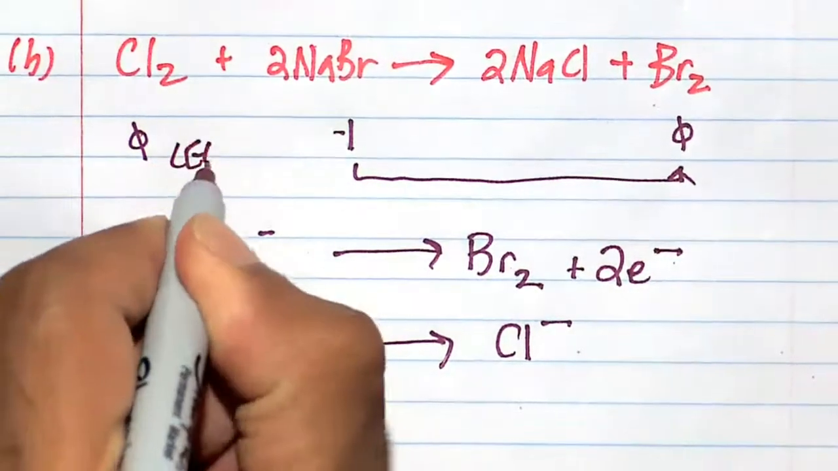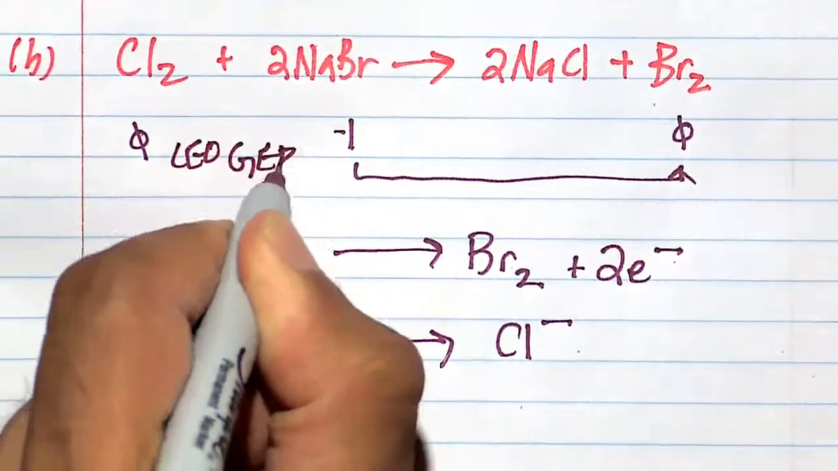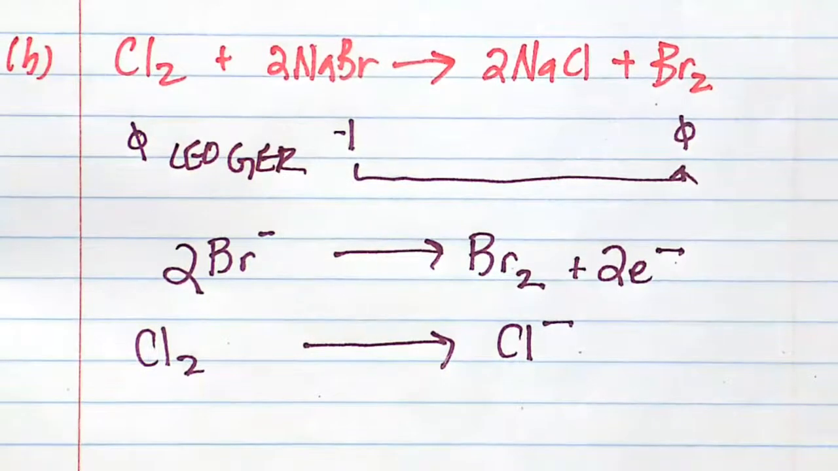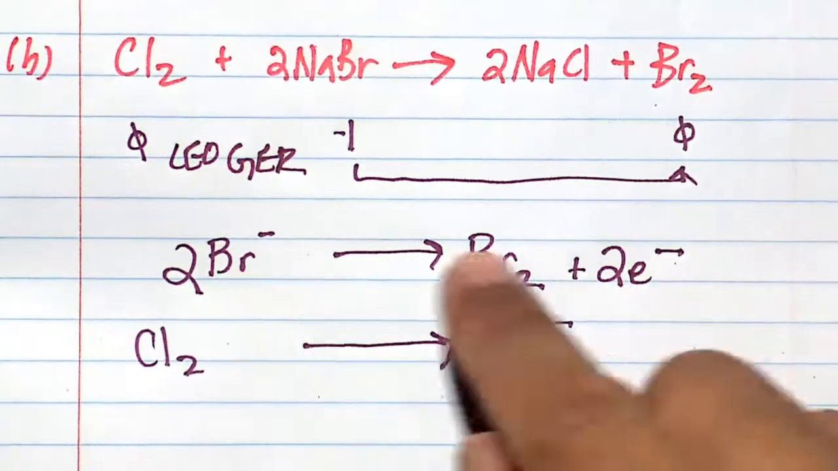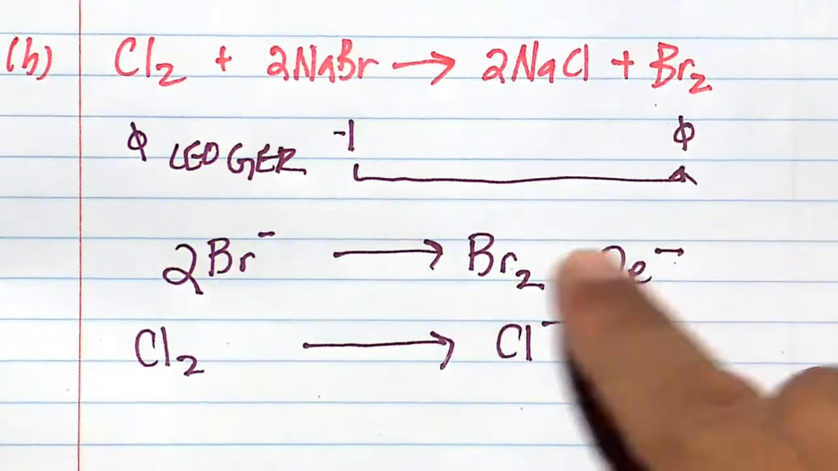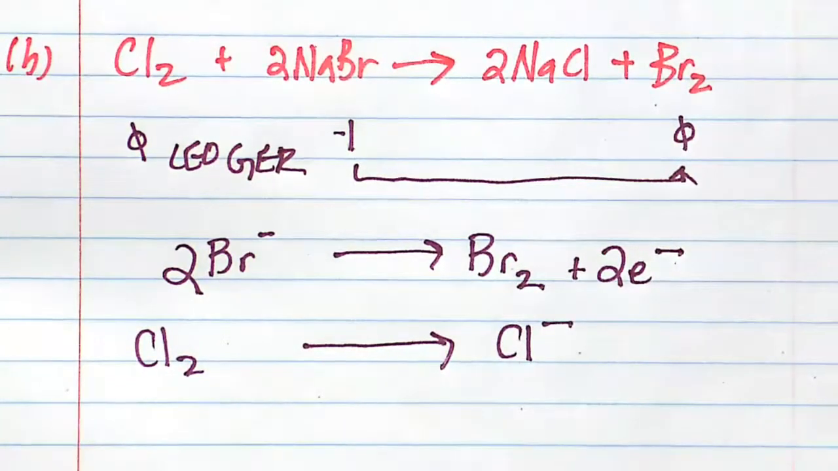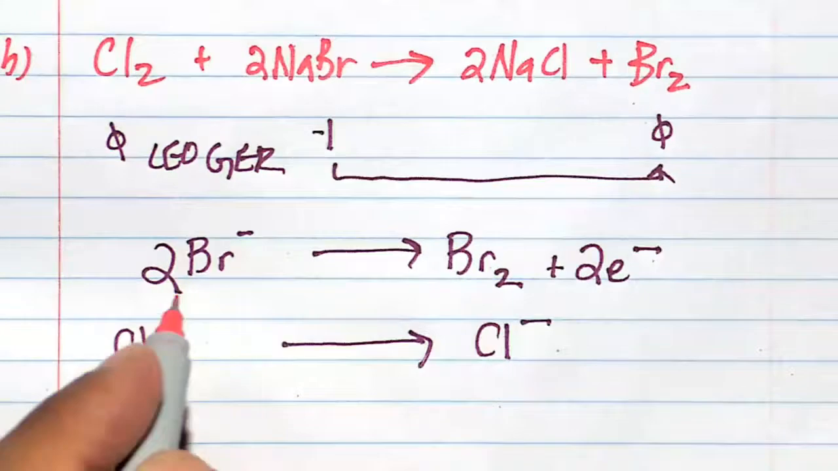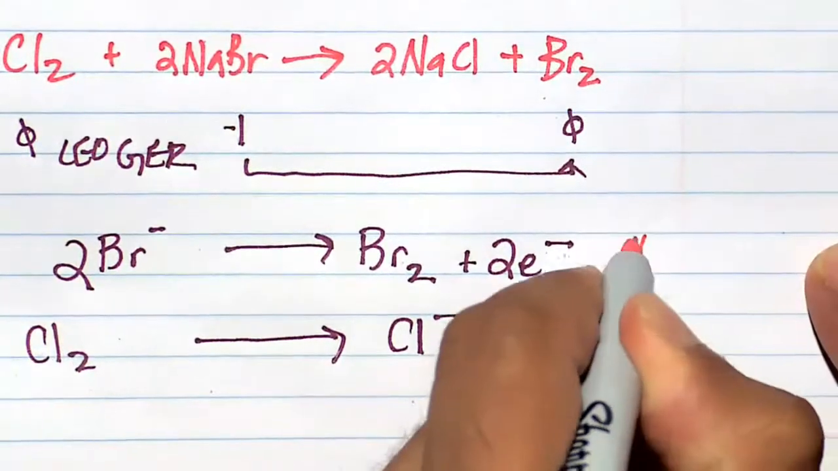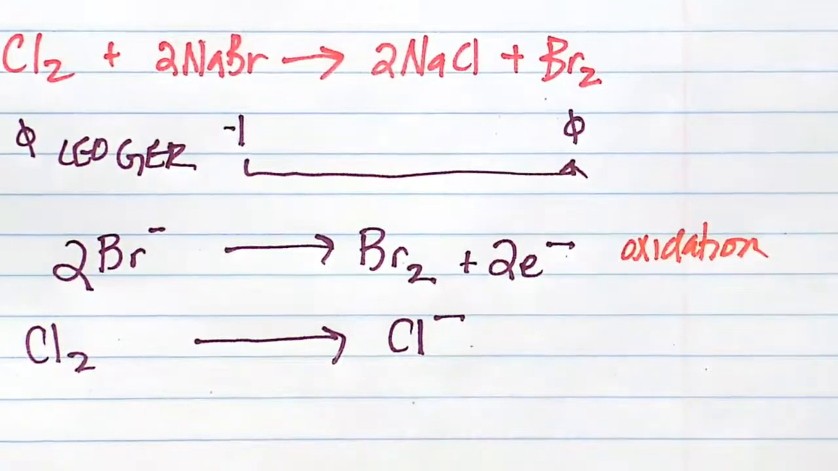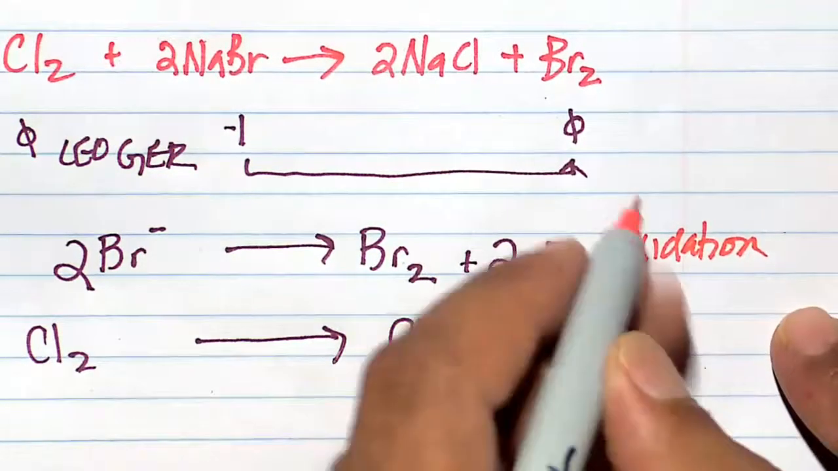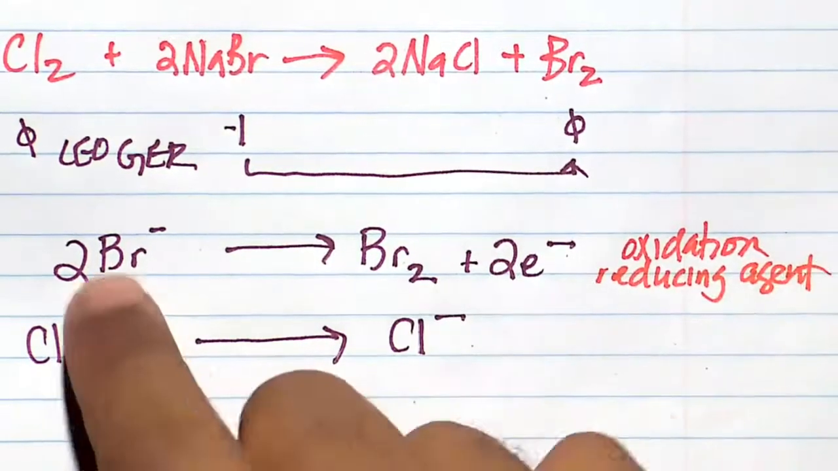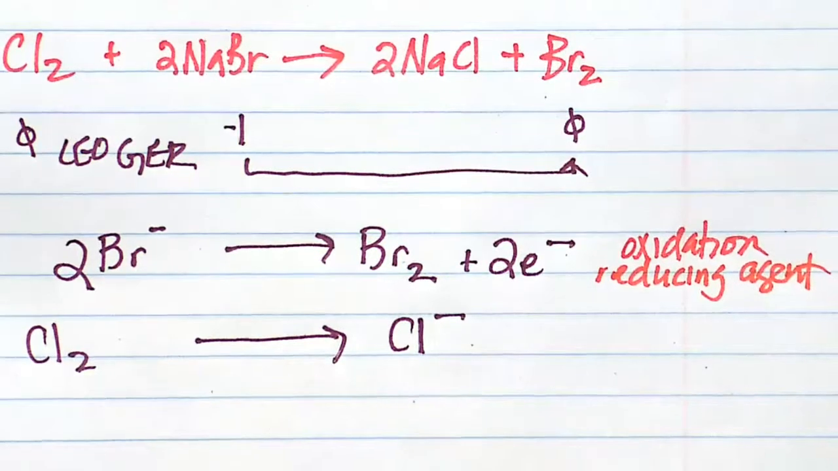Again, the key point here is that electrons are being produced, they are being lost in the form of products. So Br minus loses 2 electrons to become Br2. Losing an electron is an oxidation half reaction, so this is an oxidation half reaction. But in terms of agents, the Br minus is a reducing agent. So we have an oxidation half reaction, and this reactant is the reducing agent.